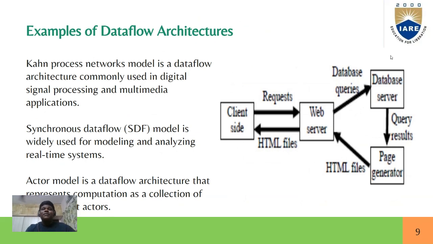Here are some examples of data flow architectures. The Kahn process network model is a data flow architecture commonly used in digital signal processing and multimedia applications. The synchronous data flow (SDF) model is widely used for modeling and analyzing real-time systems. The actor model is a data flow architecture that represents computation as a collection of independent actors.